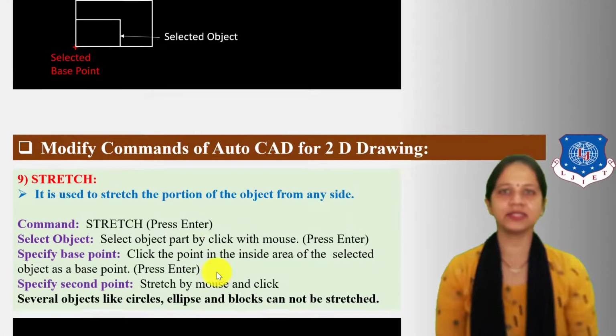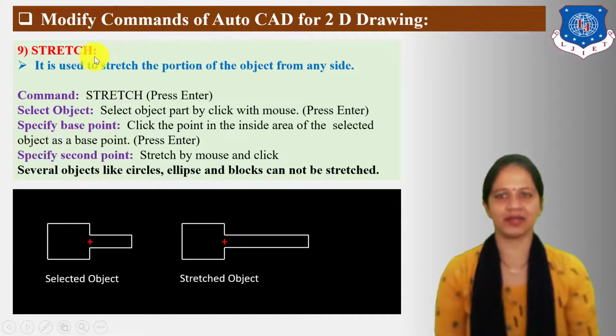Next, let us understand the stretch command. It is used to stretch a portion of the object from any side. The command for stretch is stretch. So type stretch in the command area, then press enter. The next statement displayed in the command area is select object. Select the object by clicking with the mouse, then press enter.